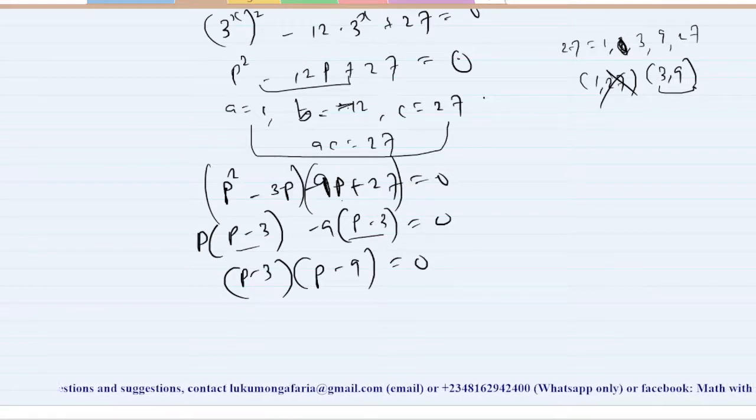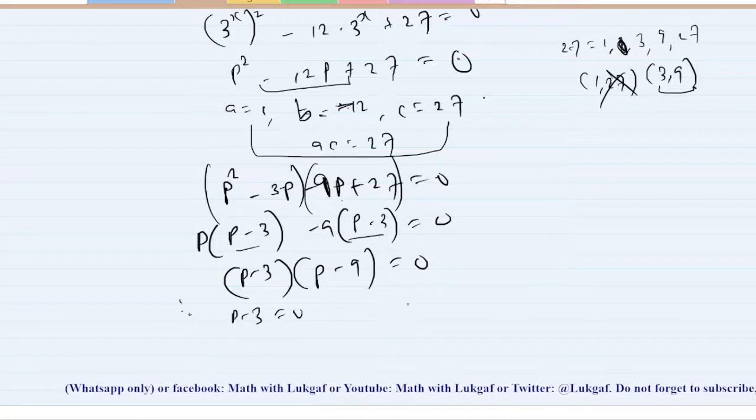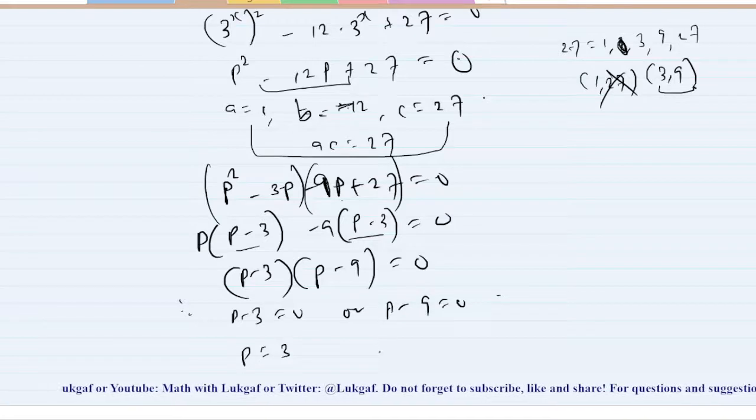If the product of 2 numbers is 0, then either of the 2 numbers is 0. Therefore, either p minus 3 is equal to 0 or p minus 9 is equal to 0. That will give me p is equal to 3 or p is equal to 9.